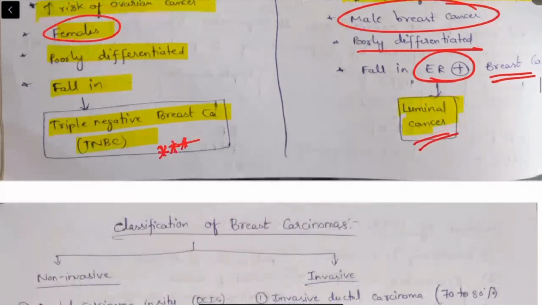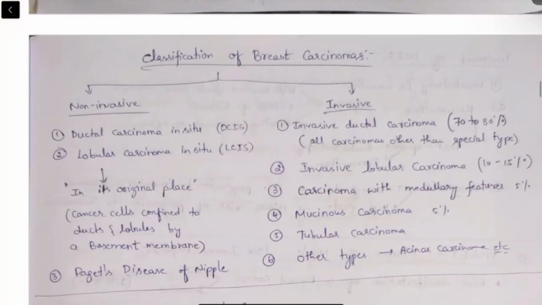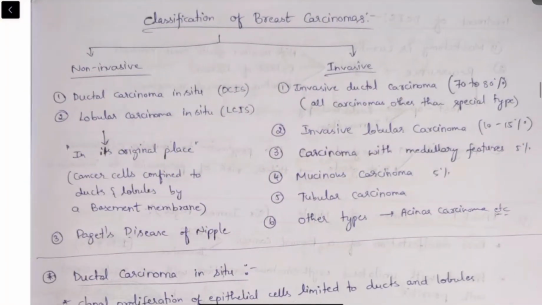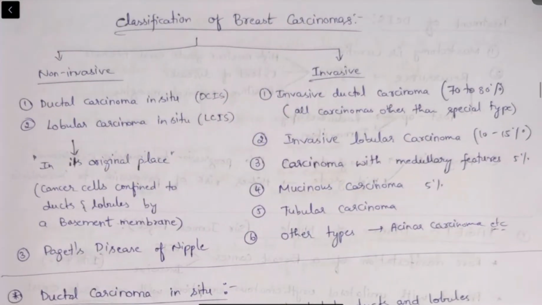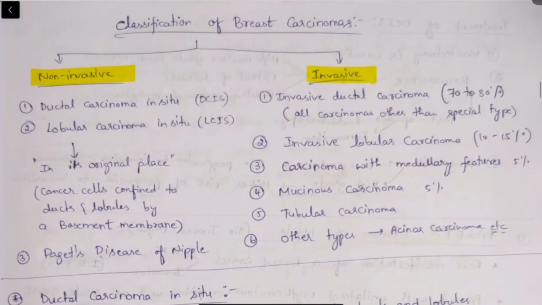Okay, after this, coming to pathological classification of breast carcinoma, it can be divided as non-invasive or invasive based on how dangerous it is. So non-invasive cancers can be classified again into ductal carcinoma in situ and lobular carcinoma in situ. So let us take non-invasive as in situ.